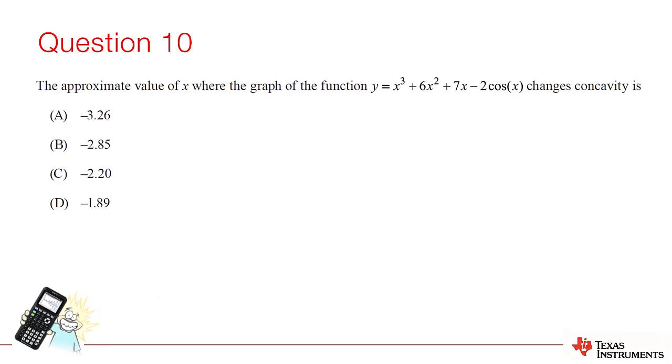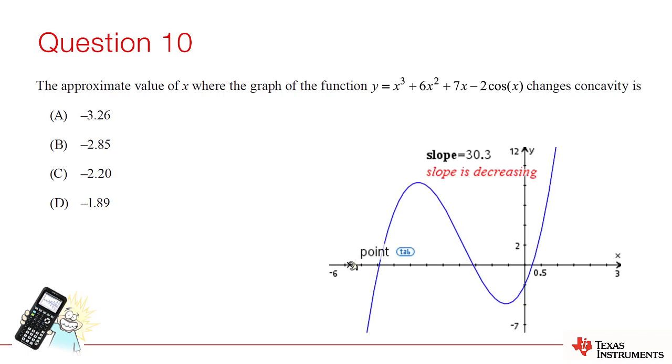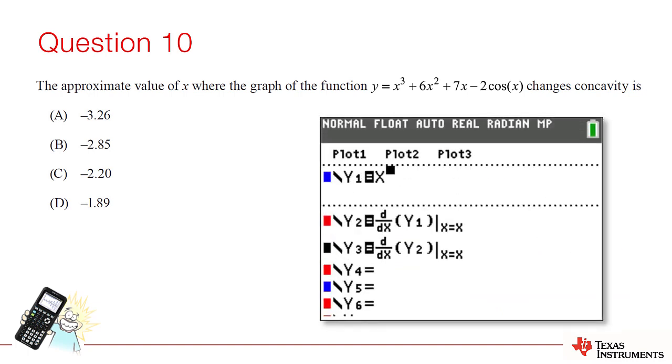Question 10. Our last question in the multiple choice section is about concavity. Concavity relates to the rate of change of a function's derivative. A function is said to be concave down where the derivative is decreasing, and concave up where the derivative is increasing. This is often referred to as a U-shape upwards for concave up and a U-shape downwards for concave down. This question wants to know the x-coordinate where the graph changes concavity.